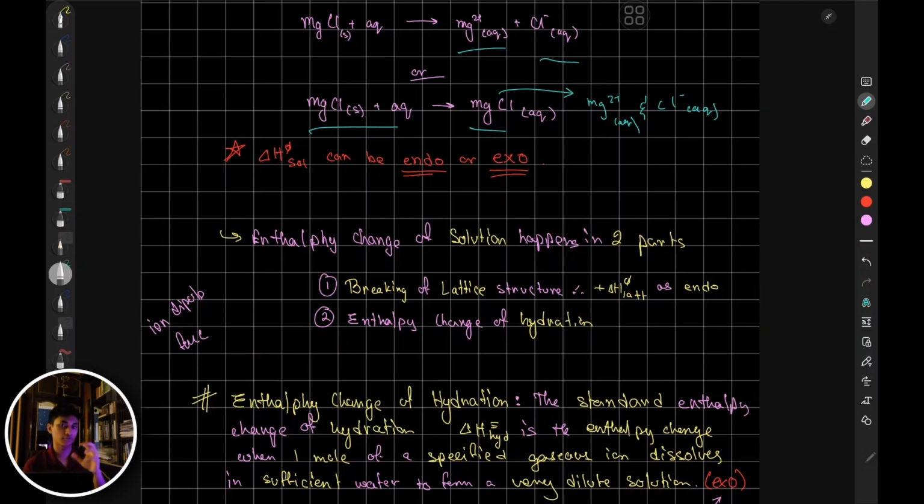In formation of the lattice structure, what we saw is electrostatic forces of attraction were formed to form an ionic compound. In this case, the reverse process is happening. Therefore, energy is not going to be released. It's going to be gained because the bonds are going to be broken. So it is the reverse of ΔH lattice, therefore endothermic. In this case, the breaking of the lattice is the endothermic process, and it is the first step.